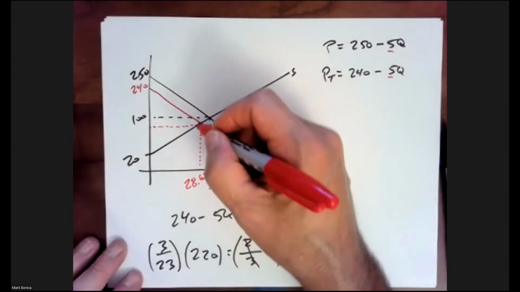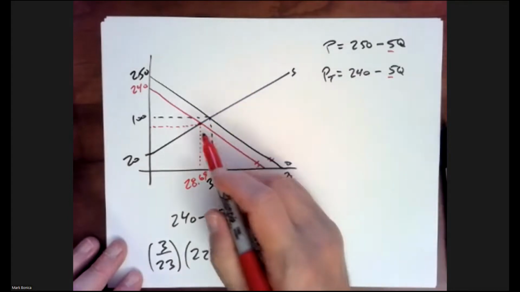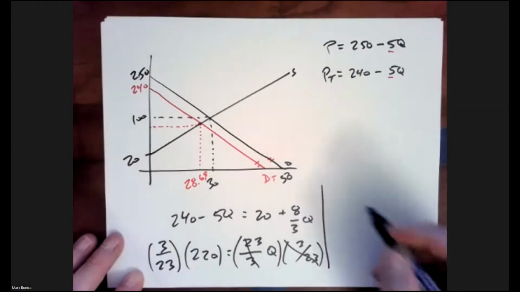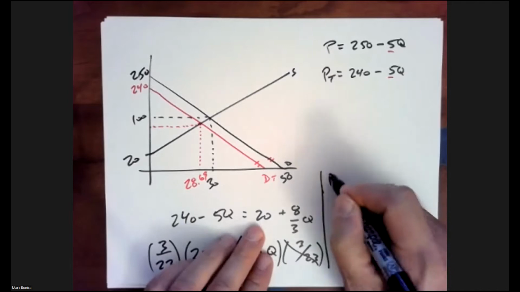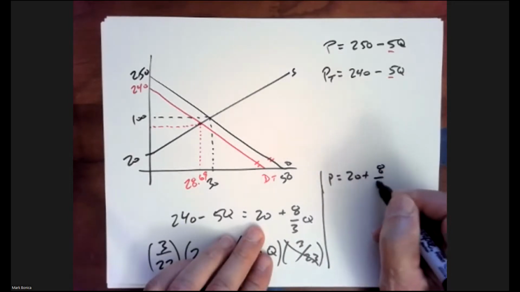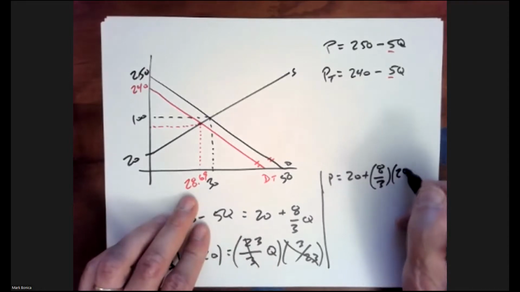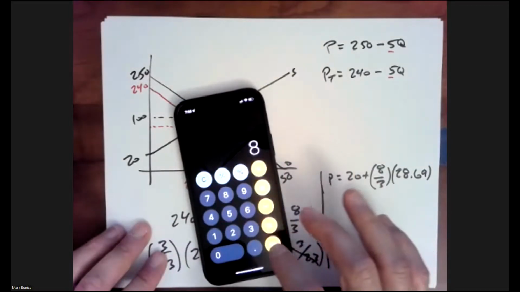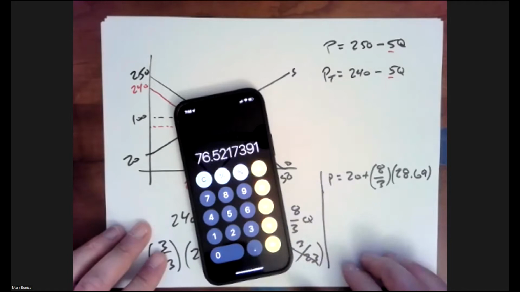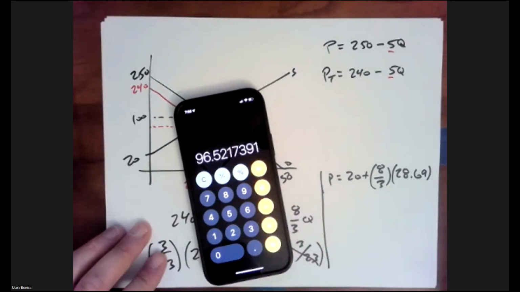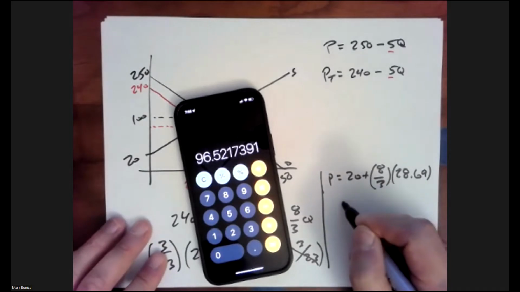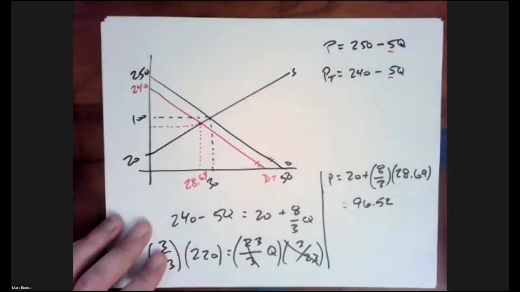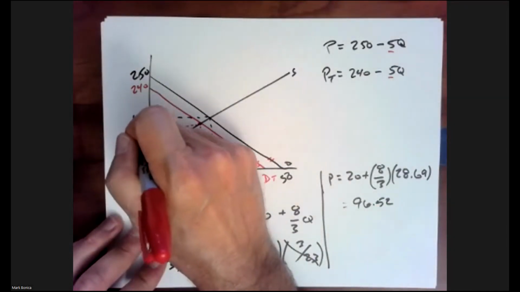And now how much money does Morgana get? Well, she gets paid based on her supply curve. So we can take the 28.69 and put it into her supply curve. P equals 20 plus 8/3 times 28.69. So times 8 divided by 3, 76.51 plus 20. She gets 96.52. So Morgana is going to get paid 96.52.